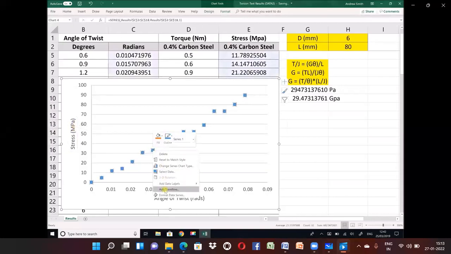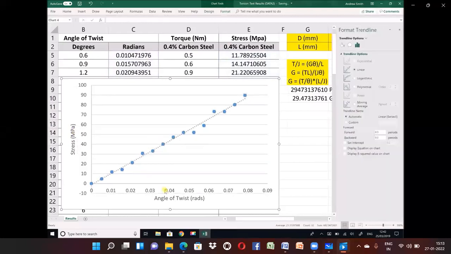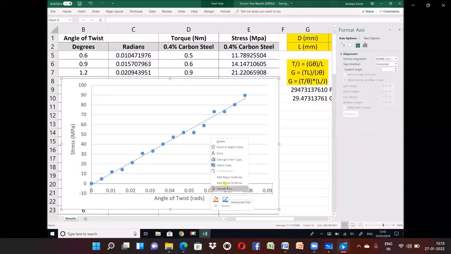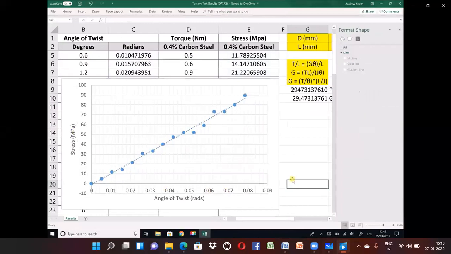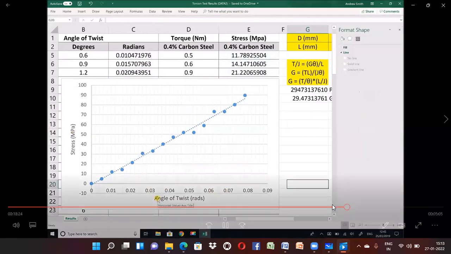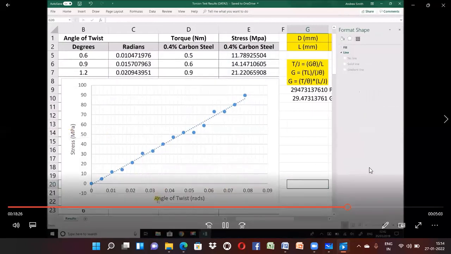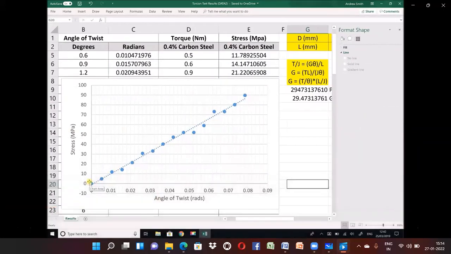The next thing we did was to add a trend line. And we also want to add some minor increments or minor grid lines to our graph. And then we can pick any point along that graph in order to get our gradient. So this time, our gradient is going to be stress over angle of twist, because we have change in y over change in x. And again, it runs through the origin here.